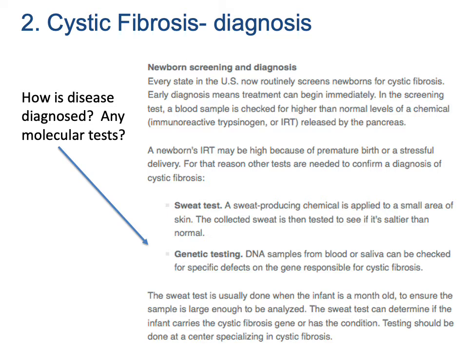One of the things they screen for in the blood samples is high levels of a chemical released by the pancreas called IRT, or immunoreactive trypsinogen. Now, there could be some false positives, some reasons other than cystic fibrosis to have a high IRT level. So they need to perform subsequent tests to confirm a diagnosis of cystic fibrosis. They can do sweat tests and they can also do genetic testing, right? Because we know the exact gene and it's a monogenic disease. You can sequence the CFTR gene and see if there are mutations.